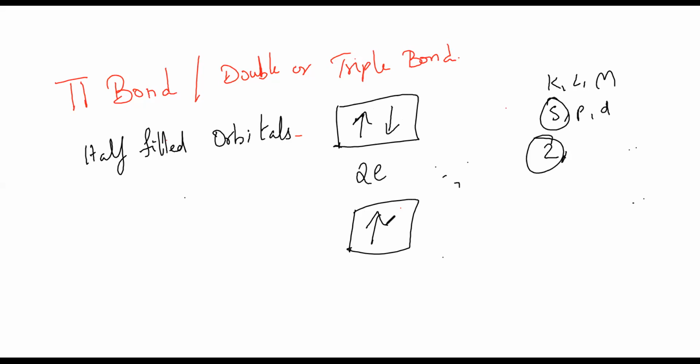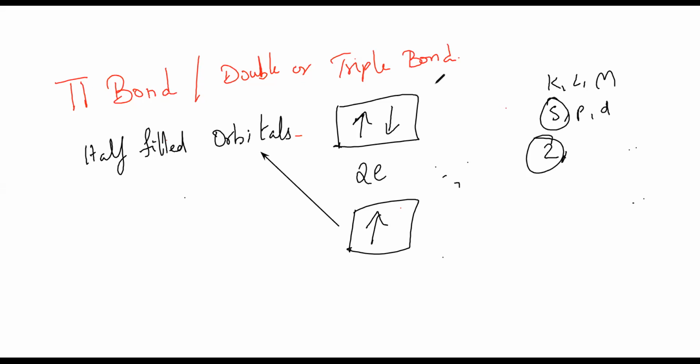Is everyone clear about this? If I'm putting only 1 electron instead of 2 electrons, it is called what? Half filled orbital. It is not fully filled. Half only is there. Is it clear? Physical meaning of this. Suppose an orbital holds only half of the electrons. This is called a half filled orbital.